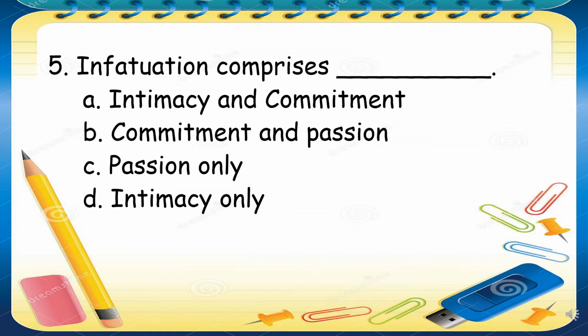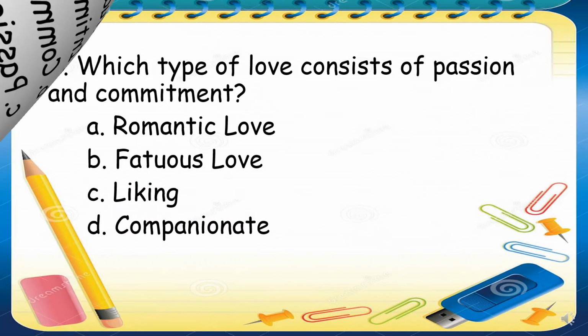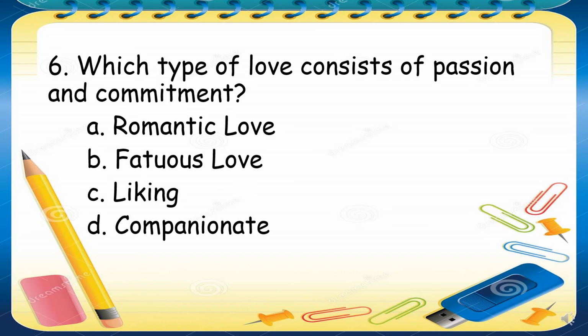5. Infatuation comprises blank. A. Intimacy and commitment. B. Commitment and passion. C. Passion only. D. Intimacy only. 6. Which type of love consists of passion and commitment? A. Romantic love. B. Fatuous love. C. Liking. D. Companionate.